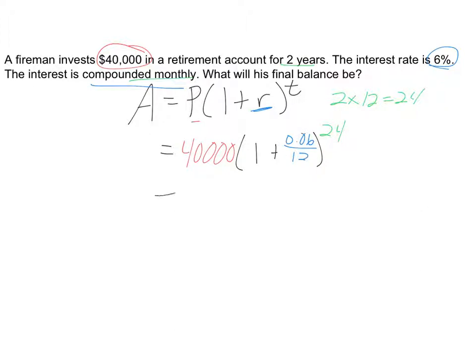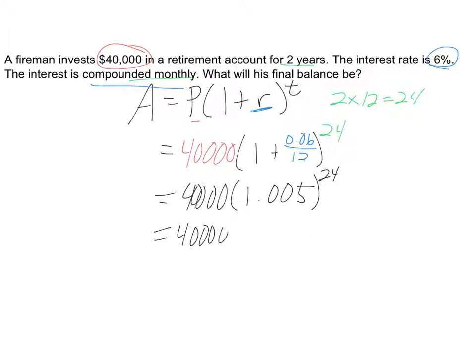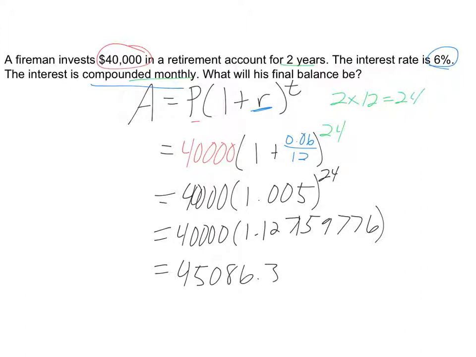And we can go ahead and type that into our calculator the same way we did before. If we type in what's inside the parentheses first, 0.06 divided by 12 plus 1, we get 1.005. We raise that to the 24th power, and we get 1.127159776. Then we multiply that by 40,000, and we get $45,086.39.